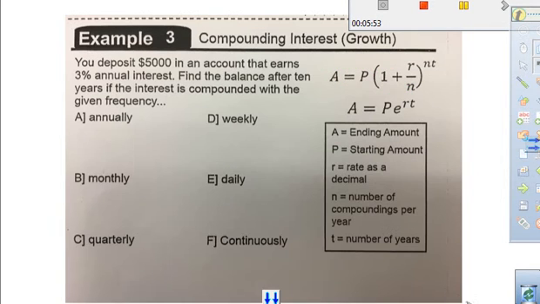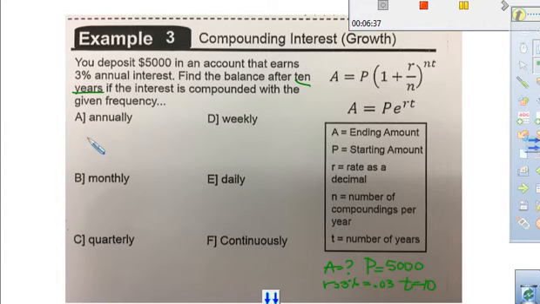Alright, let's look at example number 3. This is compound interest, or growth, and so now this is where the N comes in. We're talking about compounding. So you deposit $5,000 in an account that earns 3% annual interest. Find the balance after 10 years if the interest is compounded with the given frequency. So everything is staying the same. We're still trying to find our A. Our principal is $5,000. Our rate is 3% or 0.03, and then our N is changing each time, and our T is 10 years, so our T is going to stay the same at 10.